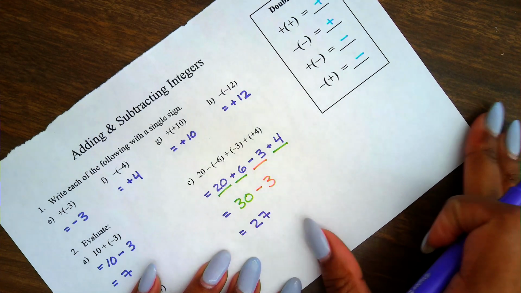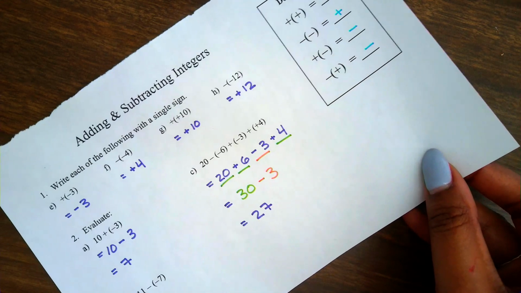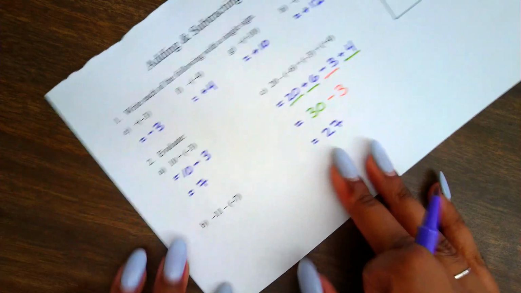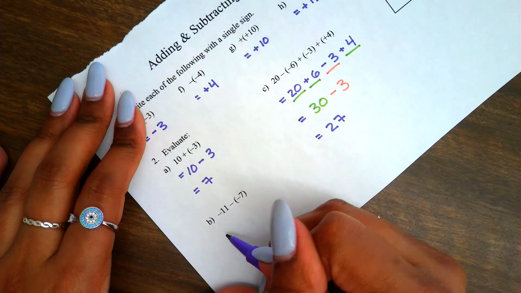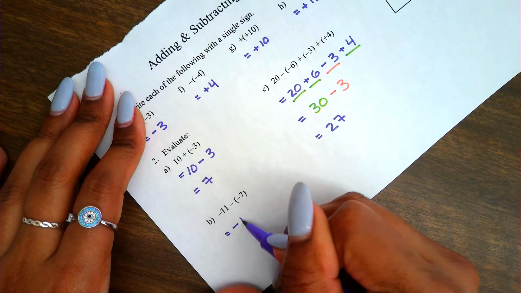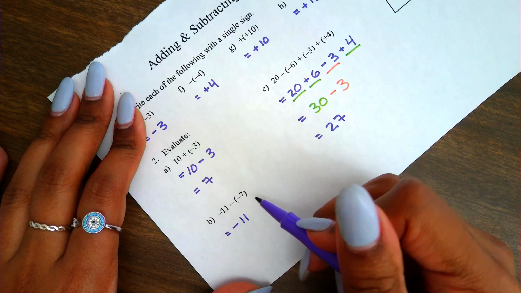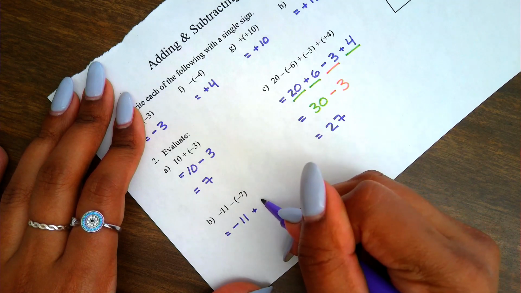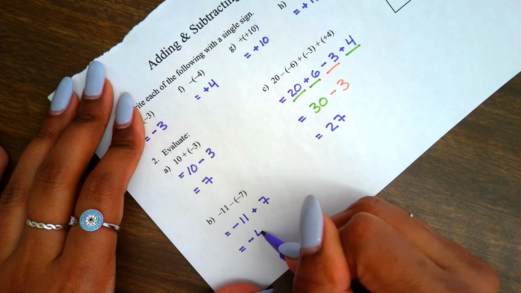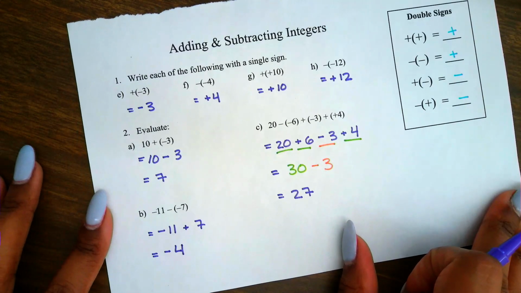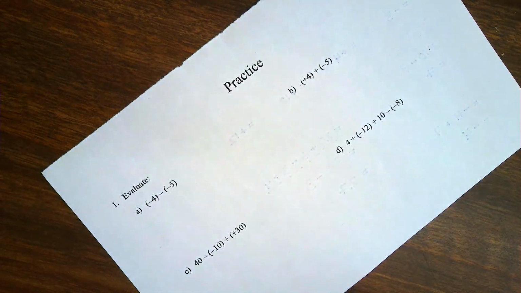Okay? So that's the front side. Oh, and we missed one. -11 minus -7. So here I have -11. Two signs that are the same will change into a positive. 7. -11 plus 7 will give us -4. Okay, so that's the first side of the handout. We're going to flip it over, and we have a couple more practice questions.